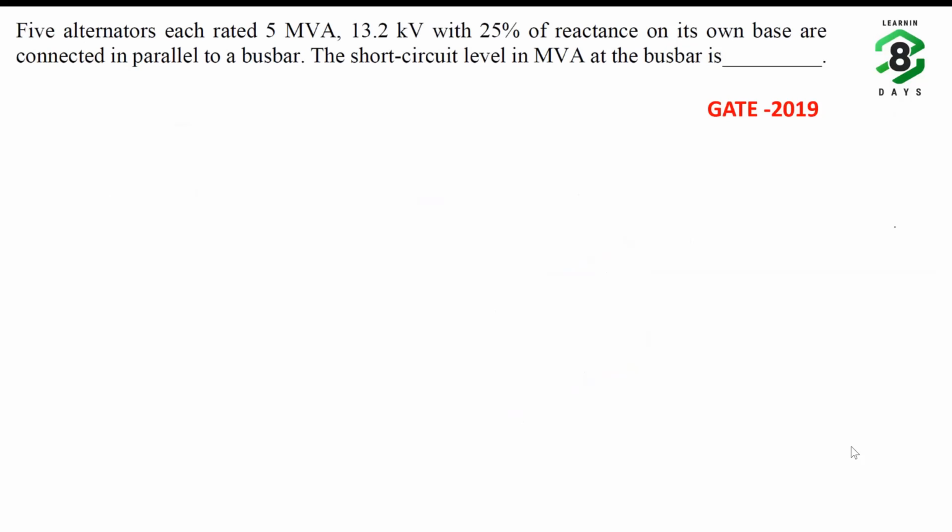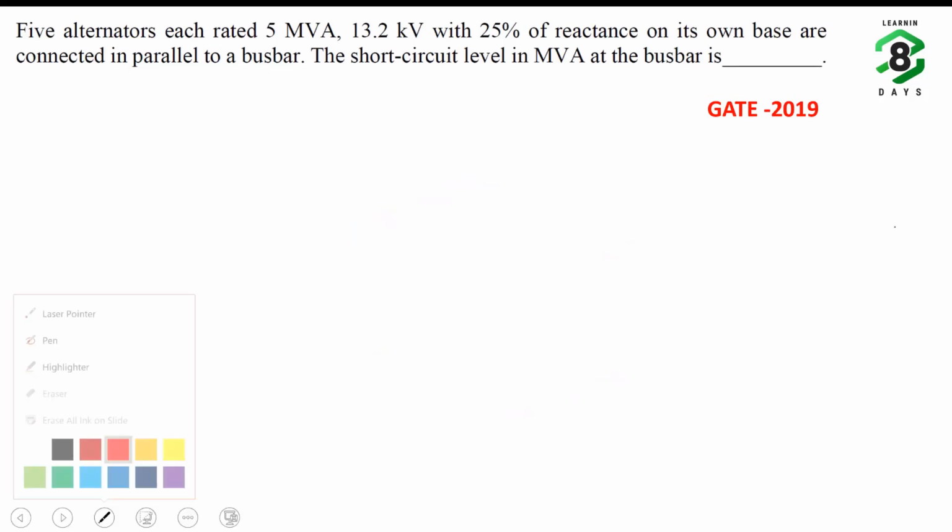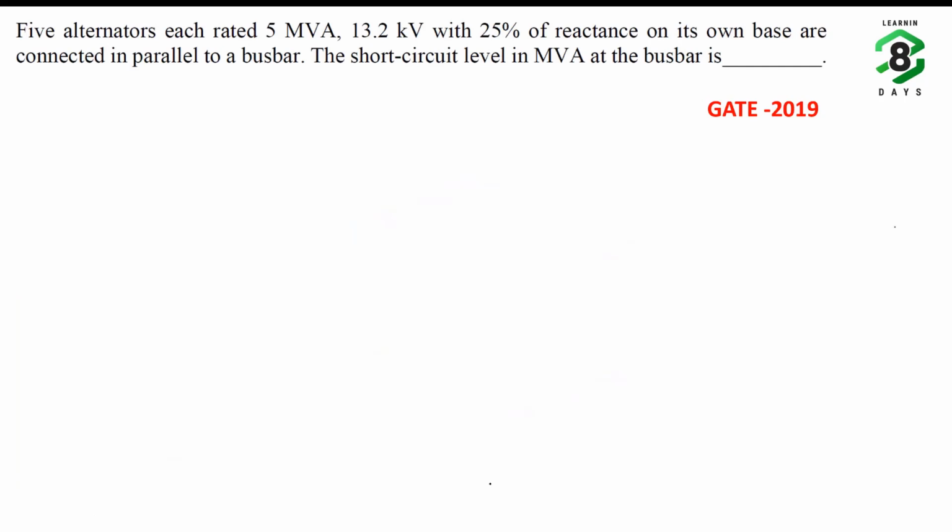If you can look at the first question: 5 alternators, each rated 5 MVA, 13.2 kV with 25% reactance on its own base, are connected in parallel to a bus bar. The short circuit MVA level at the bus bar is? So in the question he has given that the 5 alternators are connected in parallel.